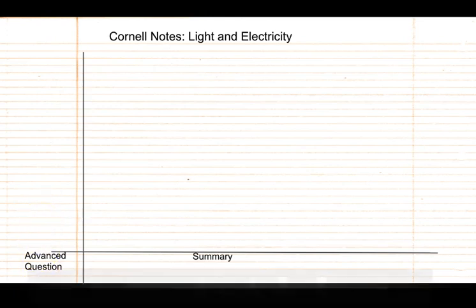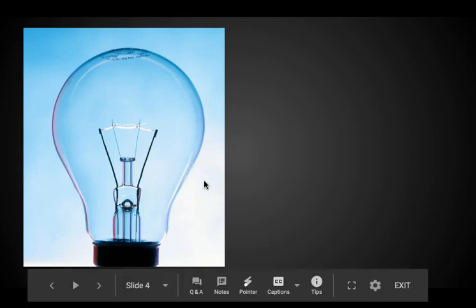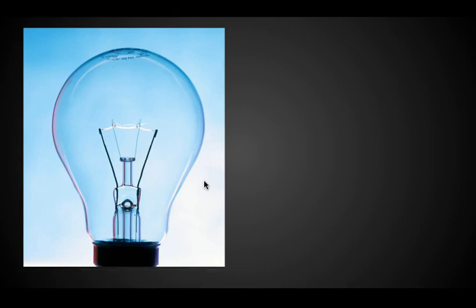Alright, let's begin. First, let's talk about how light and electricity, heat, all these are just different types of energy. Energy moves from one type to another. In this video we'll focus on how light is made from electricity.